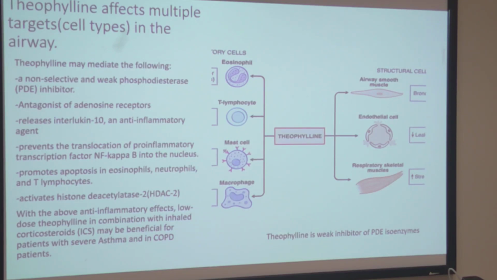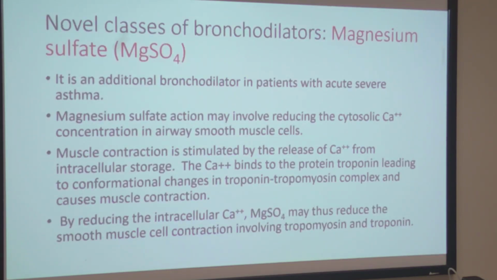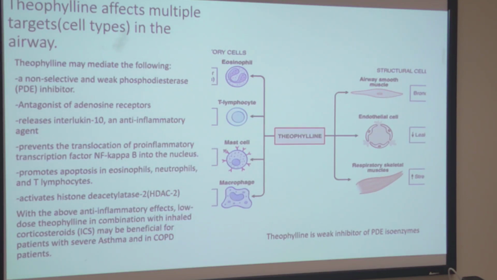So with the above 5 anti-inflammatory effects, low dose theophylline in combination with inhaled corticosteroids may be beneficial for patients with severe asthma and COPD. I'll come back to this combination when we talk about the corticosteroids, the ICSs, inhaled corticosteroids. Okay? So know these mechanisms of theophylline, how it induces bronchodilation.